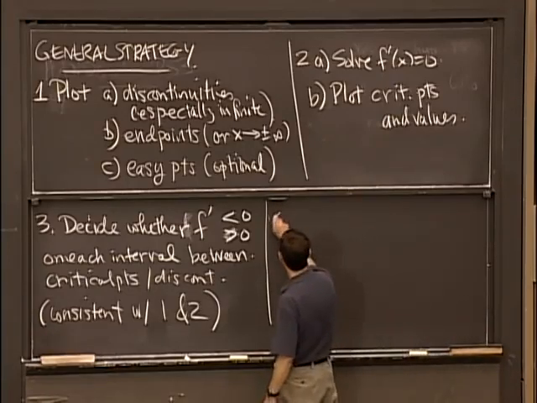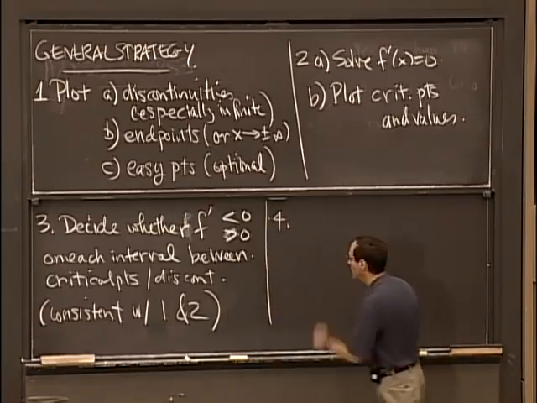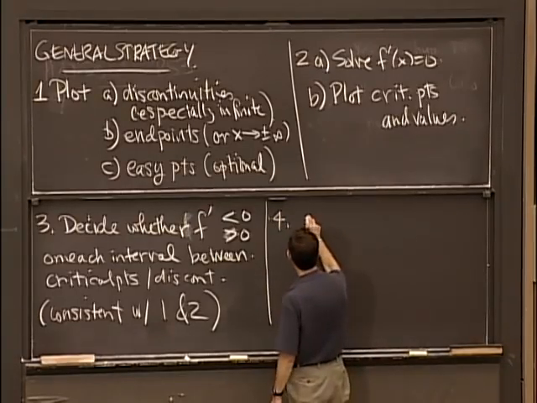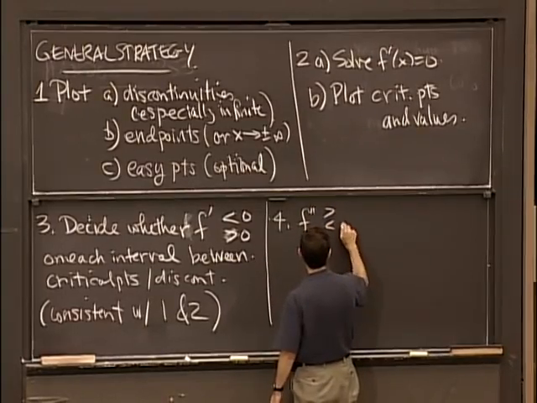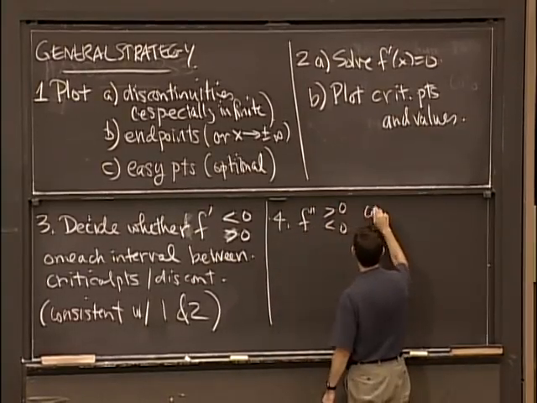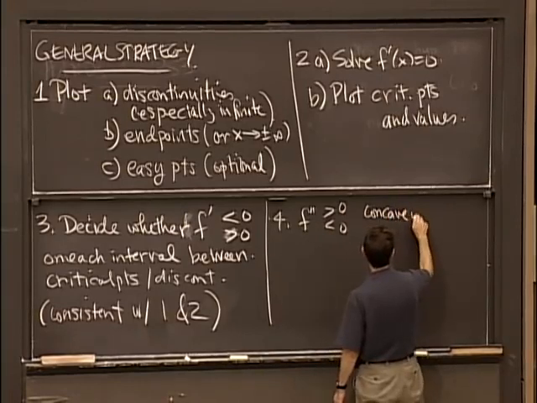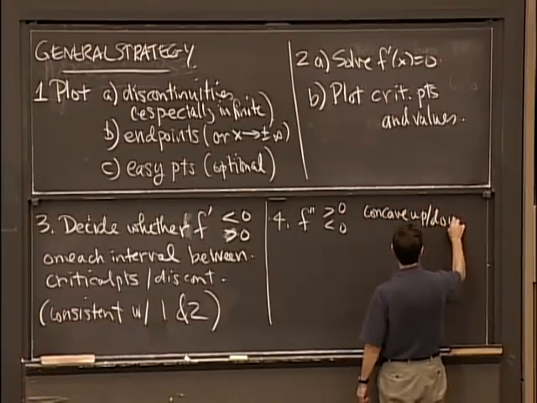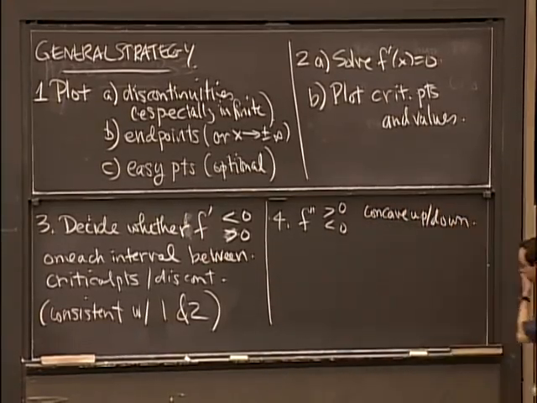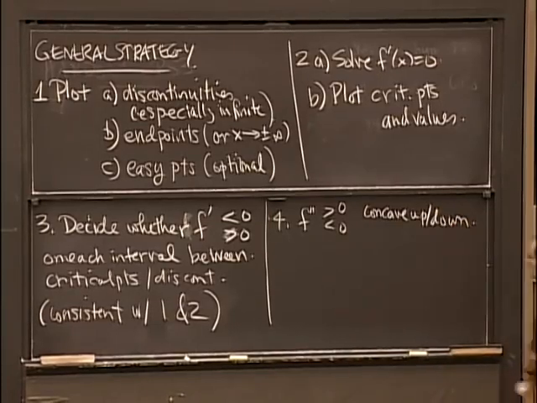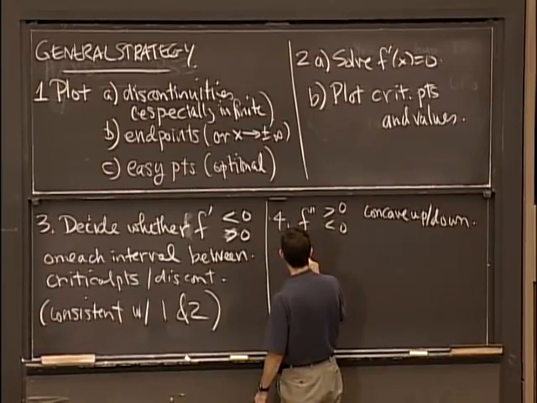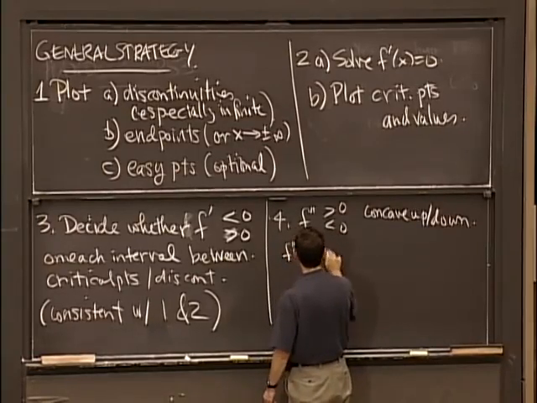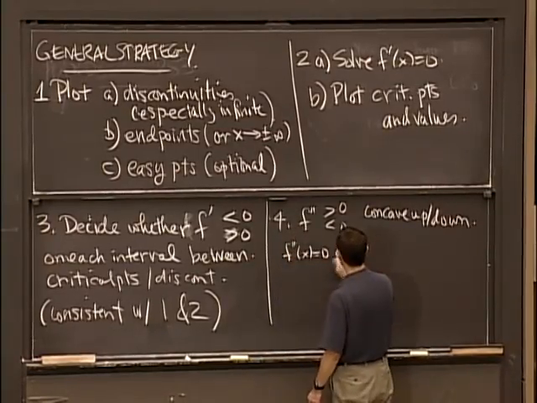All right, so what's the fourth step? Well, we take a look at whether f double prime is positive or negative. And so we're deciding on things like whether it's concave up or down. And we have these points, where f double prime of x is equal to 0, which are called inflection points.